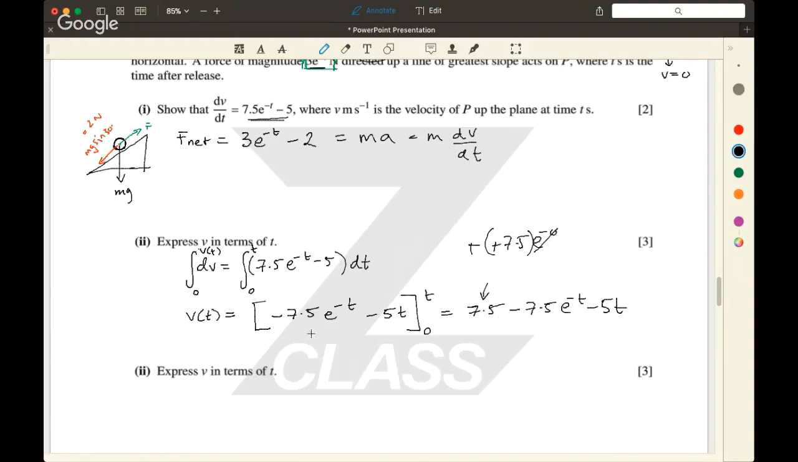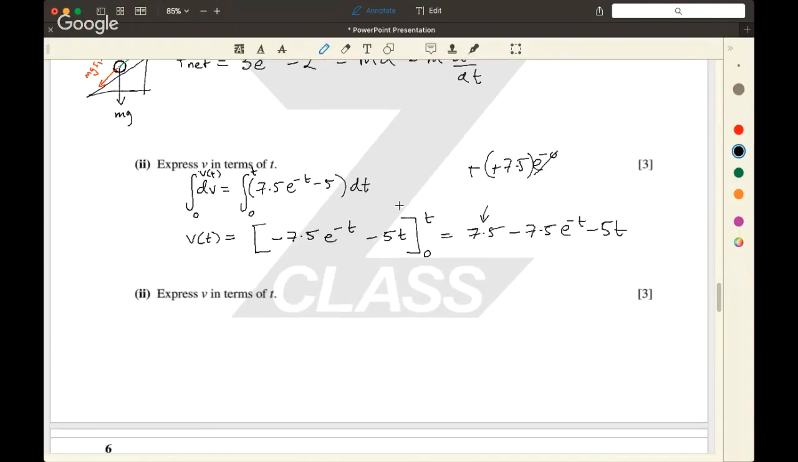So just be careful when you've got exponentials and you're evaluating between two limits having integrated, because sometimes you're so used to polynomials that if your lower limit is 0, you just chuck all of the lower limit stuff away. Can't do that with exponentials, because e to the x evaluated at x equal to 0 is 1, not 0.